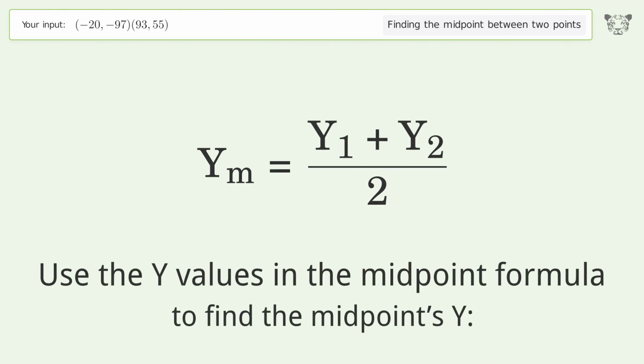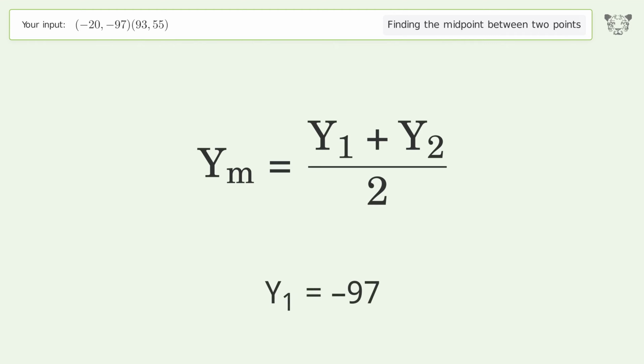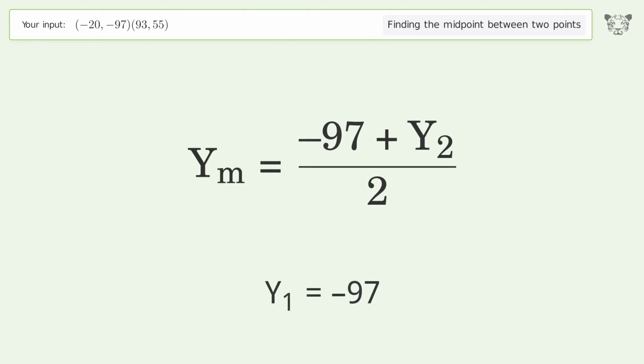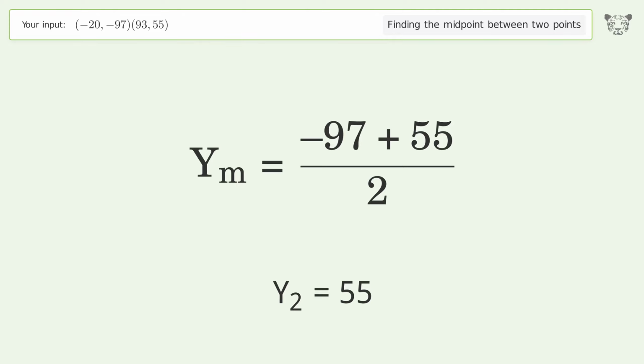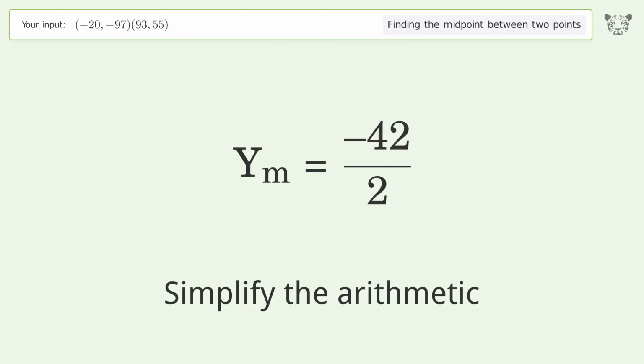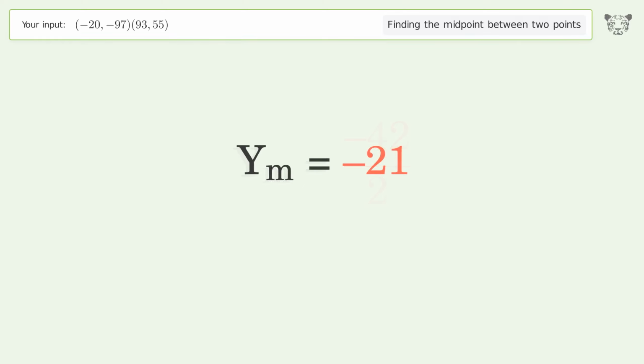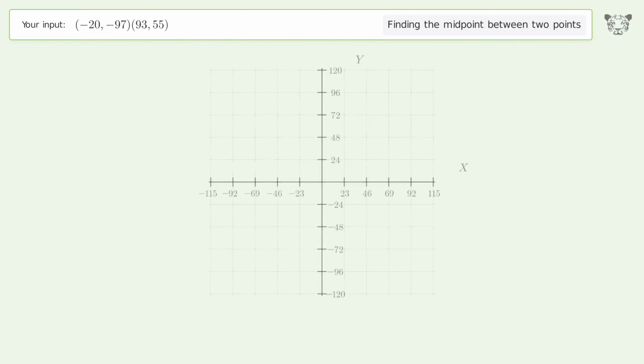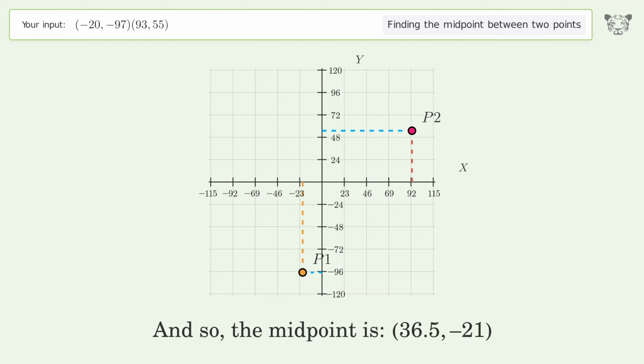Use the y values in the midpoint formula to find the midpoint's y. y1 equals negative 97. y2 equals 55. Simplify the arithmetic. And so, the midpoint is 36.5, negative 21.